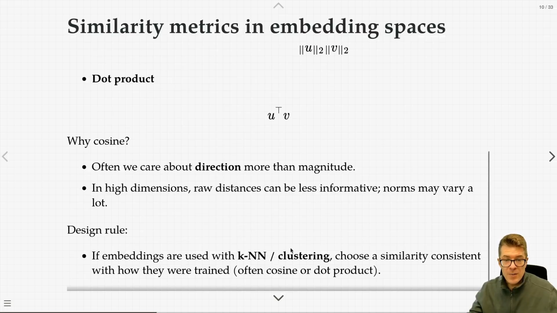If your embeddings are going to be used with something like k-nearest neighbors or clustering, which I assume you've seen in other courses already, you're going to want to choose a similarity measure that's consistent with how they're going to be trained, right? So if you're going to be doing something like k-nearest neighbors, then maybe the Euclidean distance is going to be more relevant to you. If you're going to be doing something like a classification task using text embeddings, cosines or dot products are much more common.